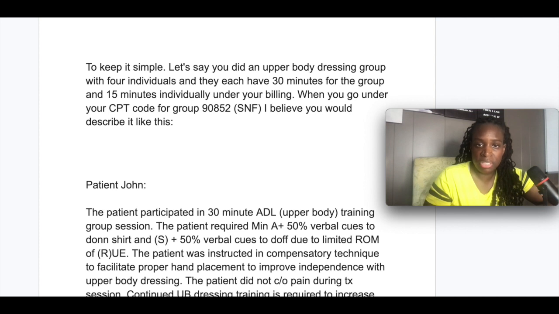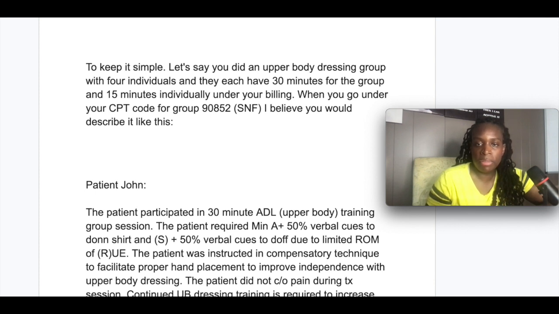Let's say you have these two patients in your group that you also have individual, whereas the other two patients that you have in your group is only with you for the group. Okay, so again, let me rephrase that. You have 4 people in your group. 2 of them you are seeing for 30 minutes, and you have them for 15 minutes individual. The other 2, you just have them for group, which is 30 minutes. So for the people that you only have for group, you're going to put in 30 minutes on their billing under 90852 code.